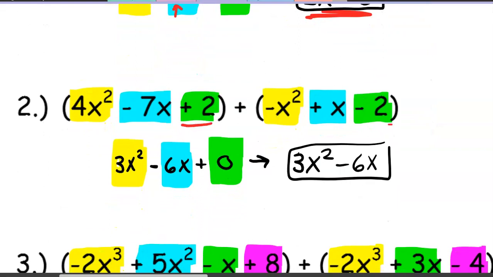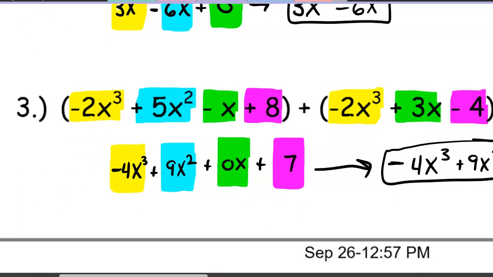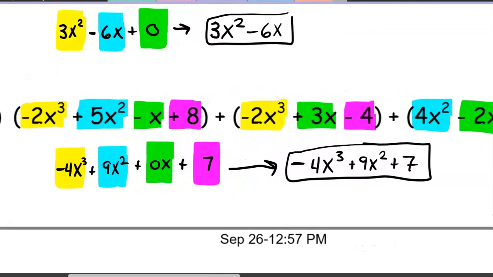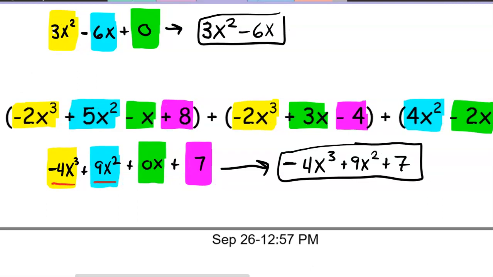My constant terms, positive 2 and negative 2, end up canceling each other out. And we once again are just not going to include that in my final answer. One thing also that I didn't talk about when we were going over this is we do typically want to write our answers in standard form. That meaning we're going to write our highest degree term first, and then we're going to be descending down to our constant term last. So that's why we start with our cube term, our square term, our x to the first, and lastly our constant term.